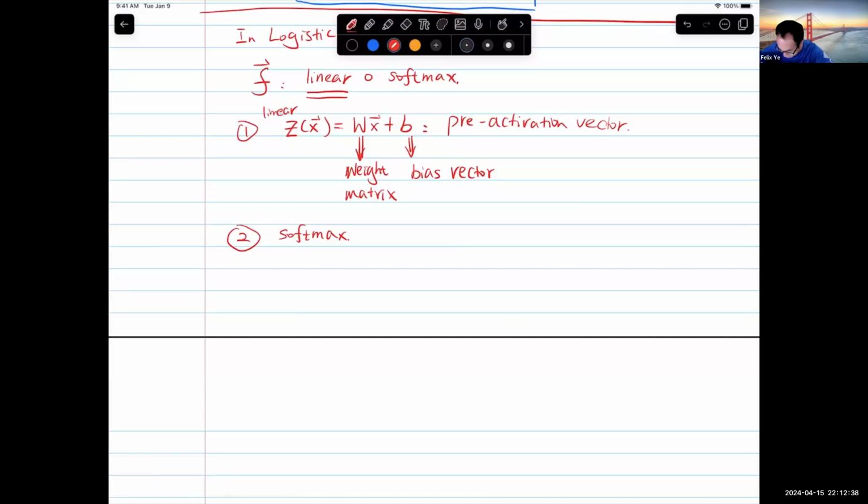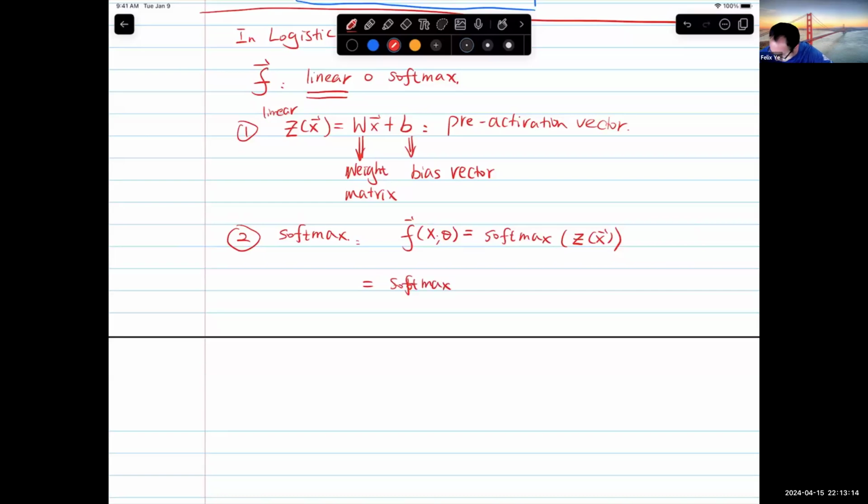And this actual output is my softmax of my z of x. Right, so this actually outputs the predicted probability for k classes. To be more specific, this is softmax.